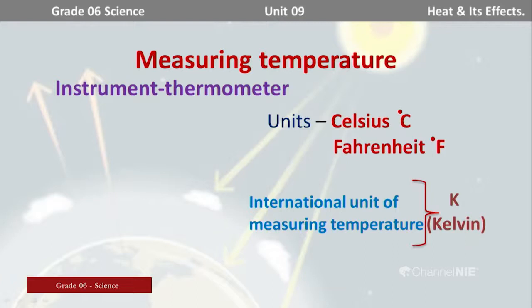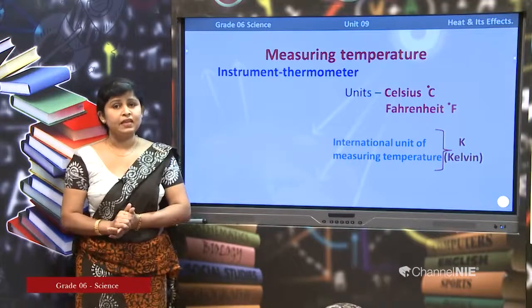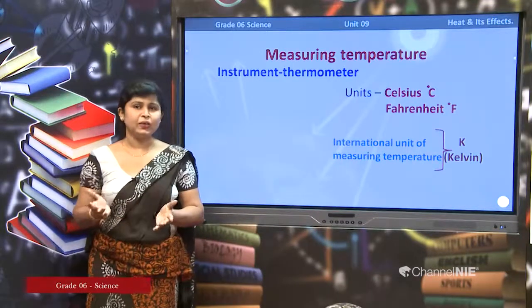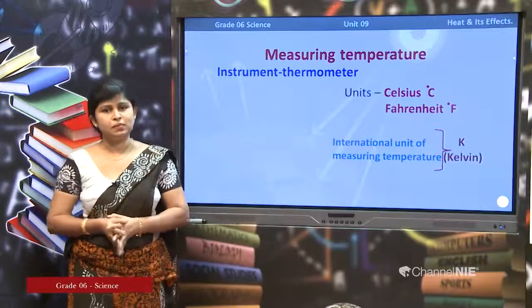Then there are different units used to measure the temperature. Celsius and Fahrenheit are known as widely used units. But in addition to Celsius and Fahrenheit, we can use Kelvin. The speciality regarding Kelvin is that it is the international unit of measuring temperature. We can use Celsius and Fahrenheit to measure the temperature, but the international unit of measuring the temperature is Kelvin. We denote it with the symbol K, capital K.